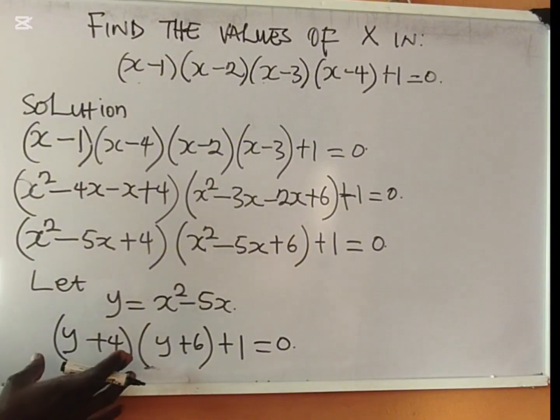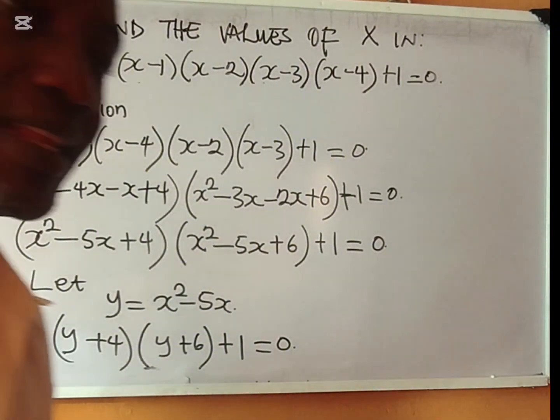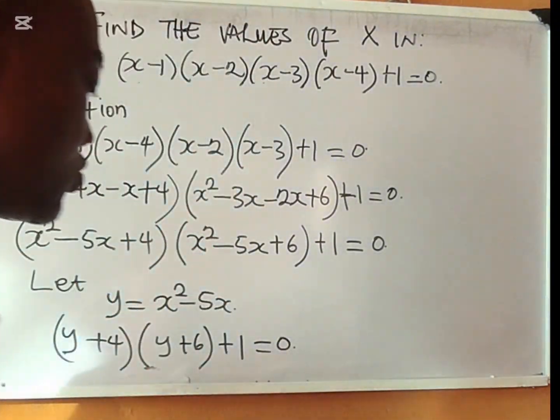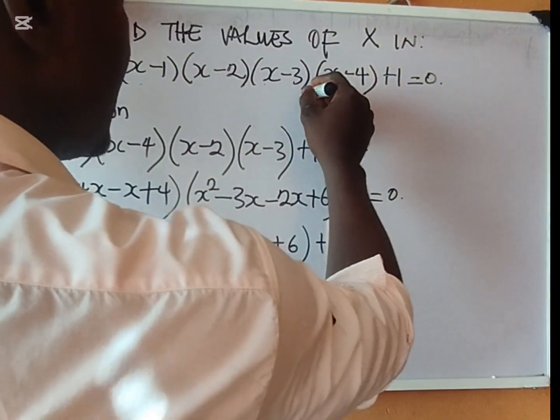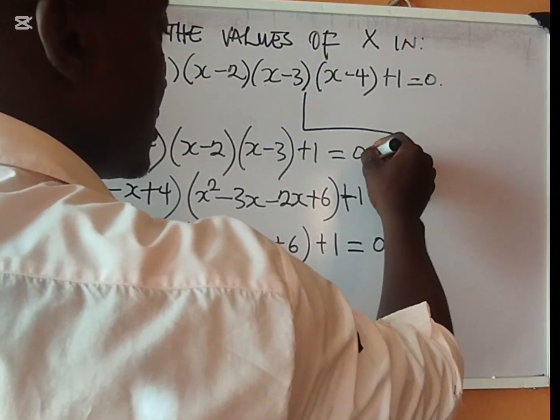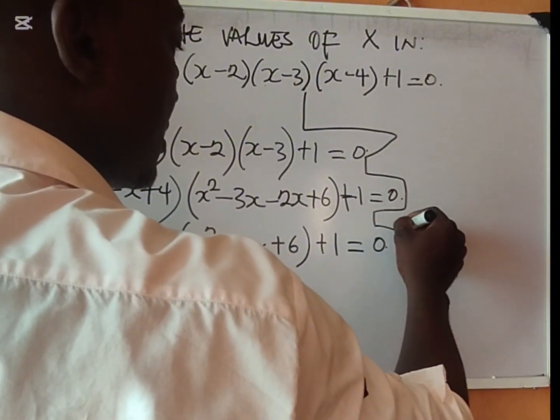So we have now gotten an equation in a second variable y. What I'm going to do now is to expand this. And if I expand it, let me just rule a line here, please, so that I have some space.